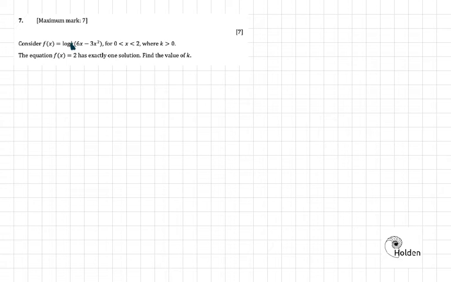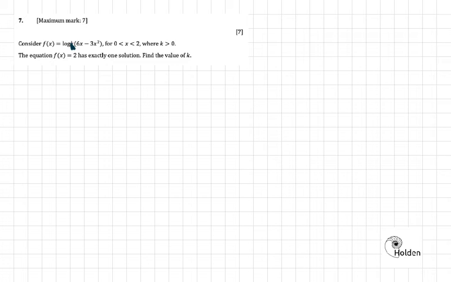Question 7. Maximum mark is 7. When you print this question off from the IB question bank, it actually says consider f of x equals log k bracket, but for it to make any sense it's got to be log to the base k, so I apologize for that layout. For x between 0 and 2, where k is greater than 0, the equation f of x equals 2 has exactly one solution. Find the value of k.